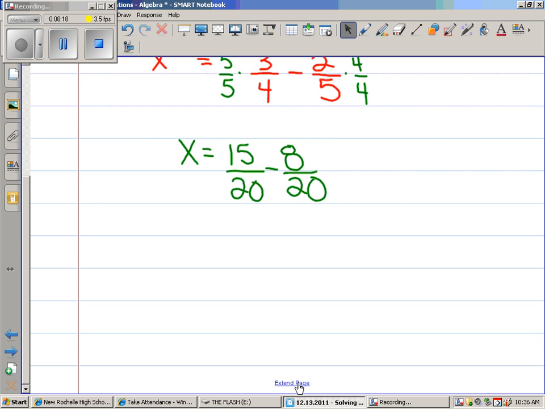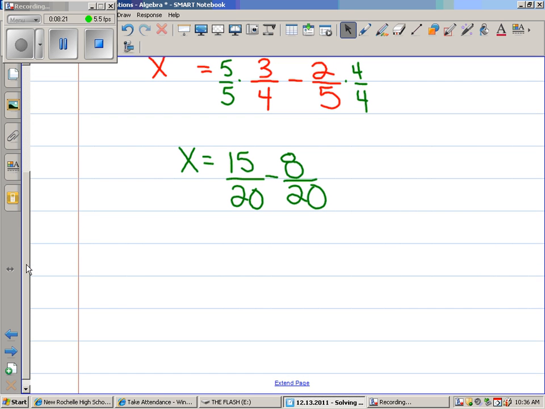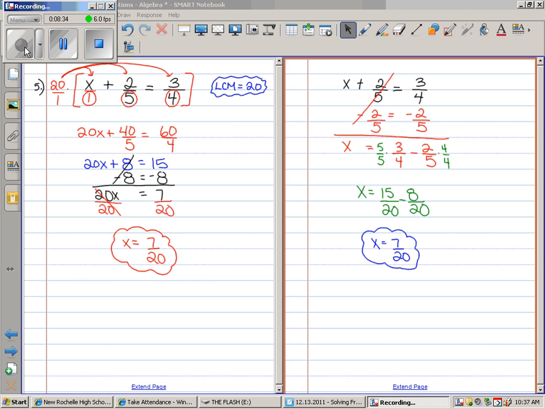Right? What's 15 over 20 minus 8 over 20? Ooh, you guys are amazing. X equals 7 over 20. That was the same answer we got before, right? Nice. I like it. Let's compare them. Two different ways, totally amazing ways to get the same answer.